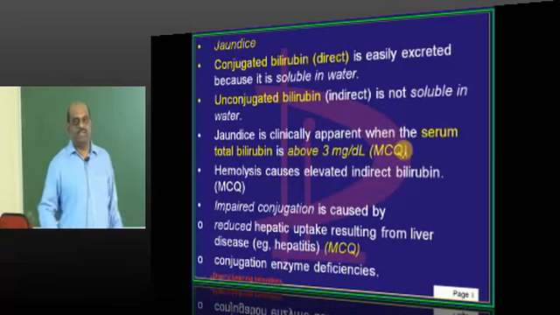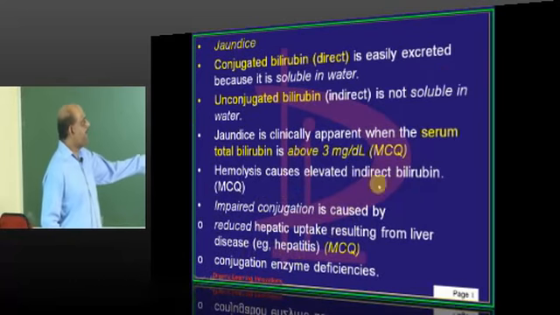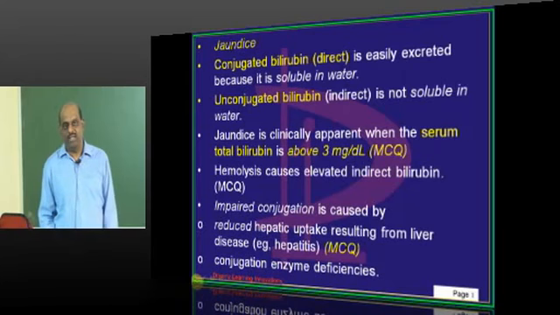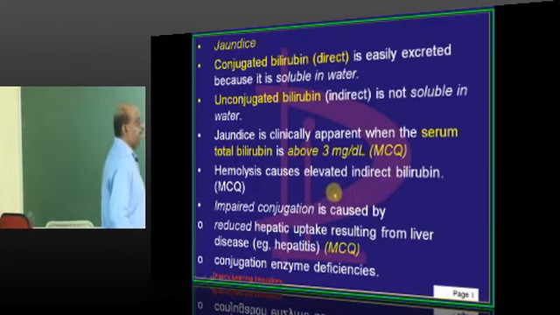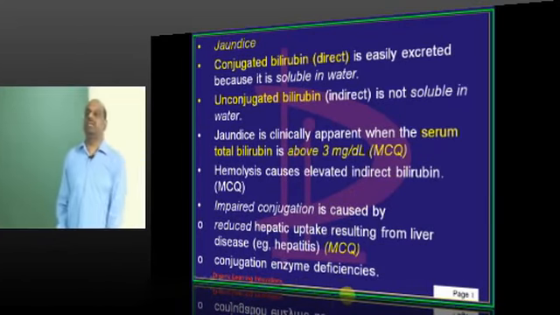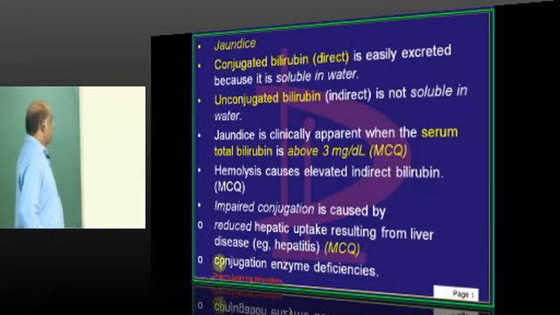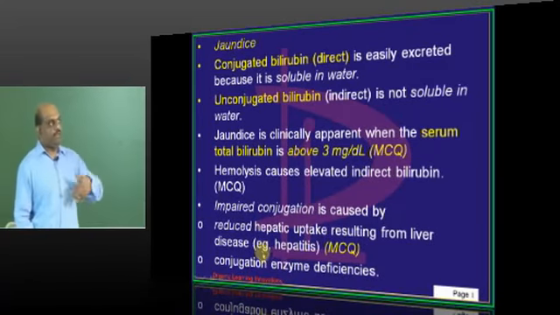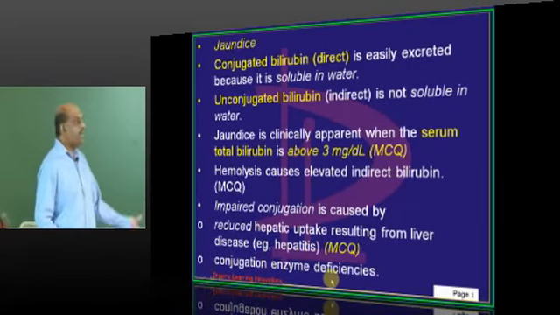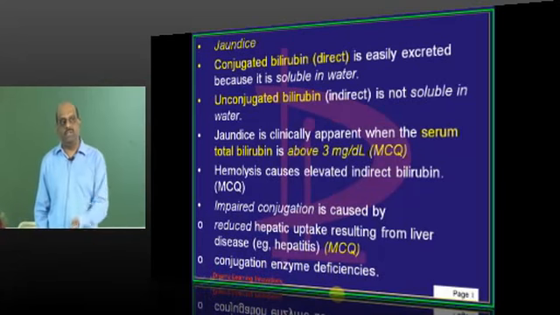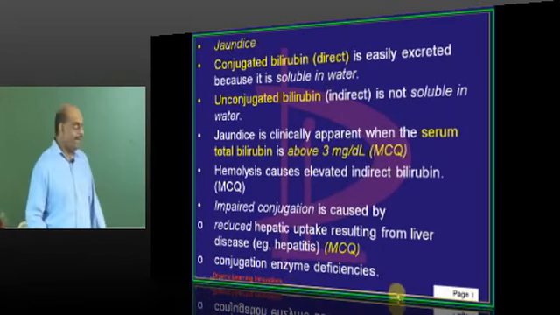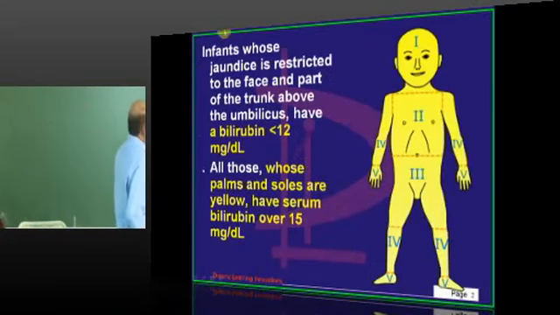If there is hemolysis, indirect bilirubin, which is unconjugated, will be elevated. Then any impaired conjugation, whether it is due to any liver problem like hepatitis, or if there is any congenital deficiency of the glucuronyl transferase, can lead to unconjugated hyperbilirubinemia.